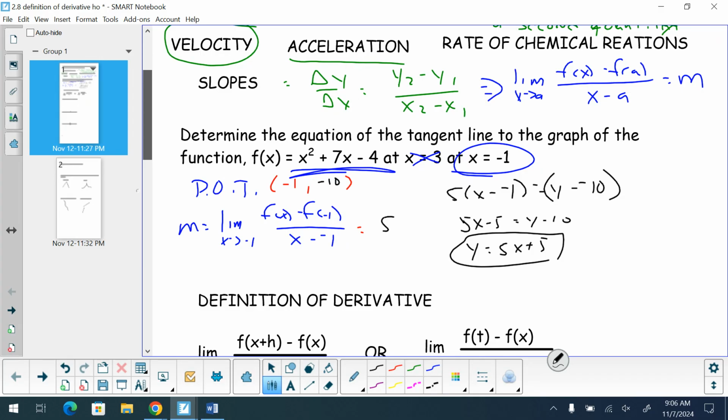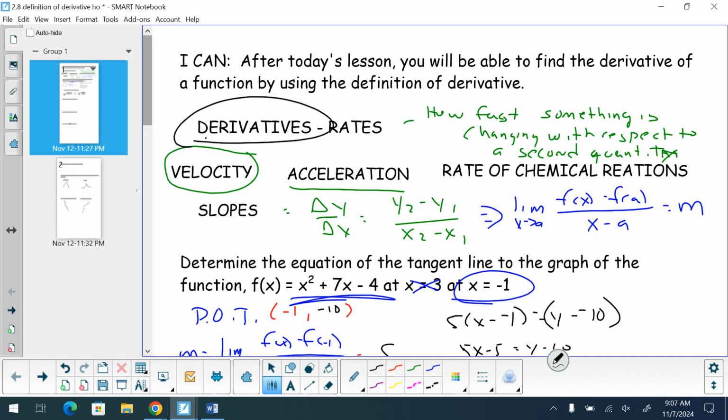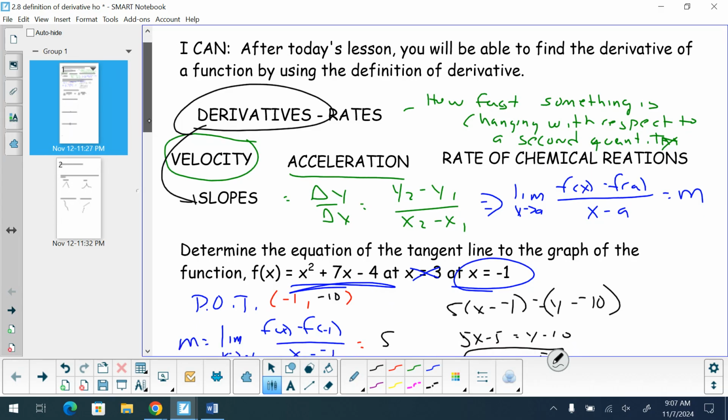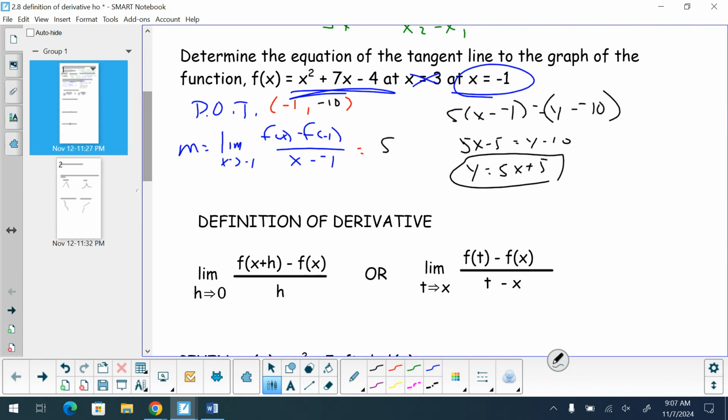This here was what we did up till now. When we found our slope, that can also be classified as the idea of a derivative. So when we dealt with our slope and determined our slope, what we also calculated, yes, we found the slope of the tangent line at a value of 5.